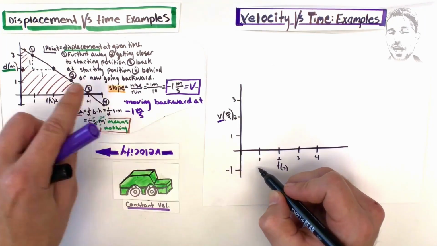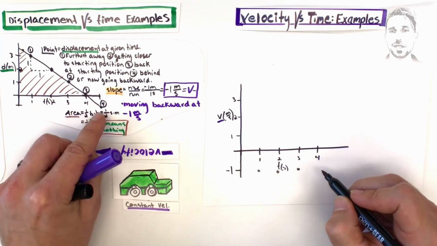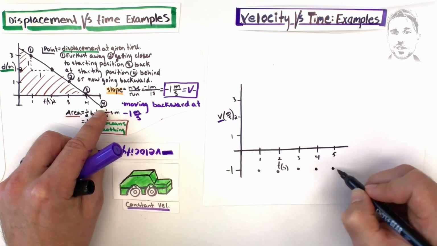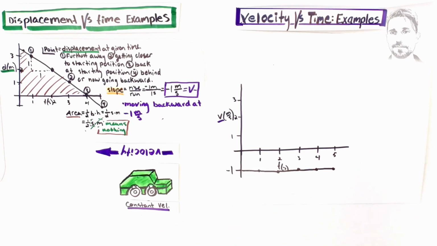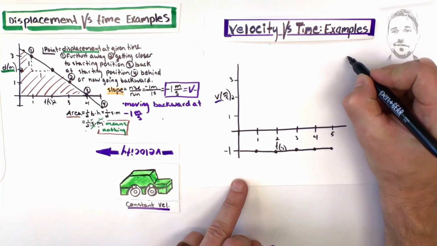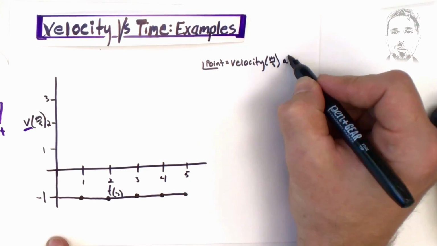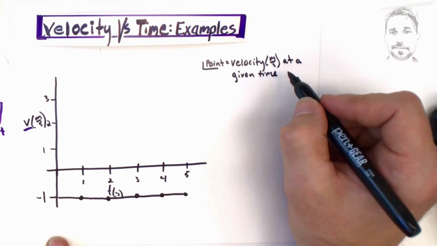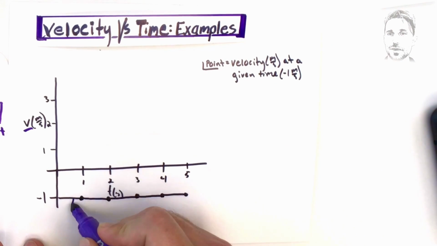The slope is constant on that displacement versus time graph. So here, that's a horizontal line at negative 1. So at every time period, it's moving at negative 1 meters per second. Again, the point on a velocity time graph is the velocity in meters per second at a given time. Here, it's negative 1 meter per second. So velocity is negative 1 meter per second at all times.